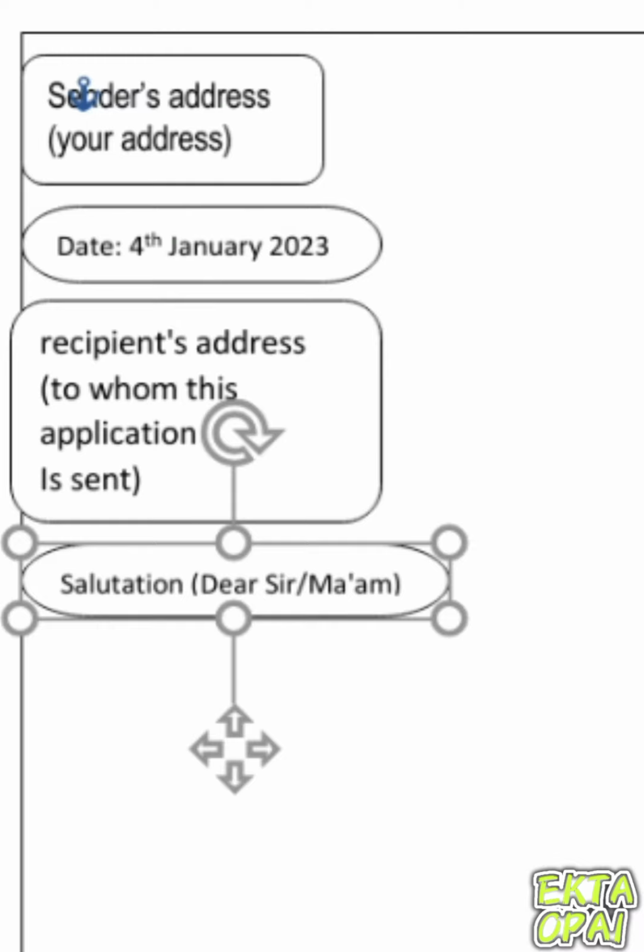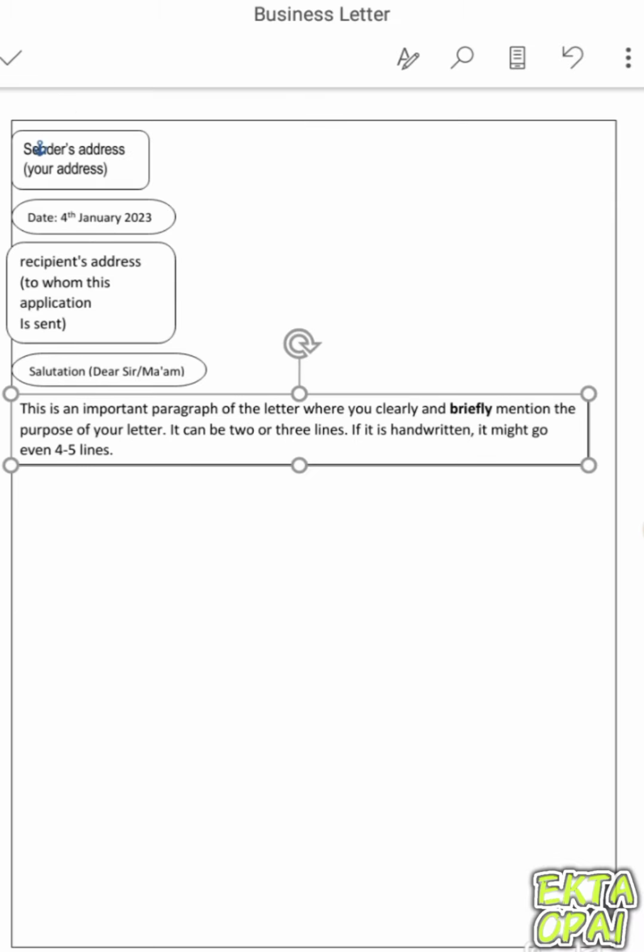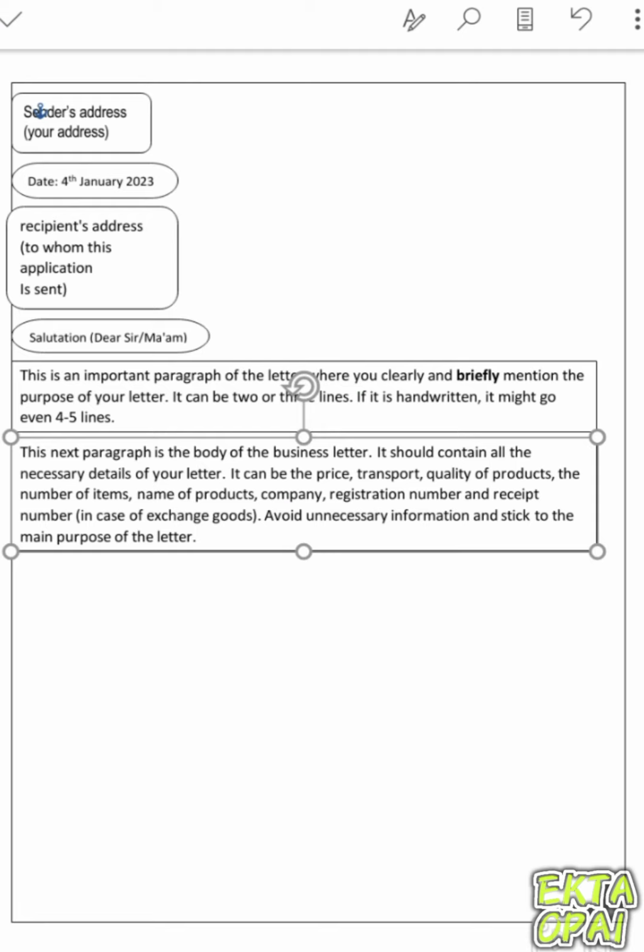Remembering that everything should be in the left line, we begin with our introduction. As pointed out here, you clearly and briefly mention the purpose of the letter in this portion. The body is the paragraph where you elaborate the purpose of your letter. It is advisable to use numbers, as in registration number or receipt number, complaint number, etc., and use of proper names, of course, and dates for accuracy and factual information.